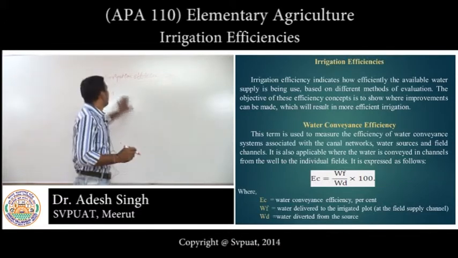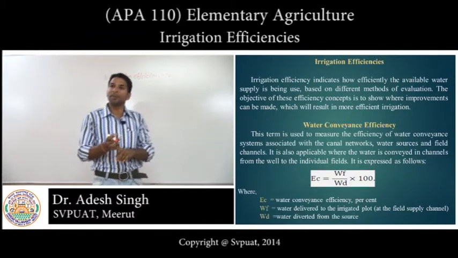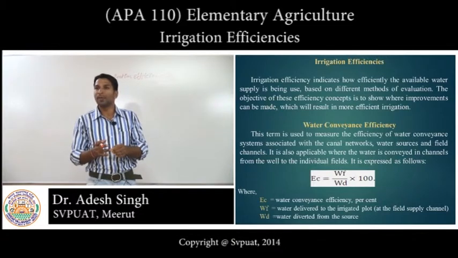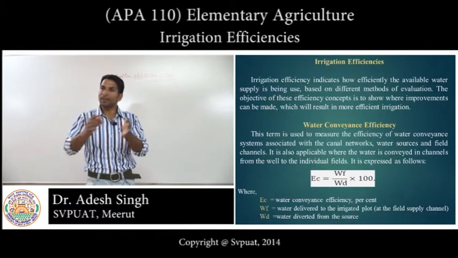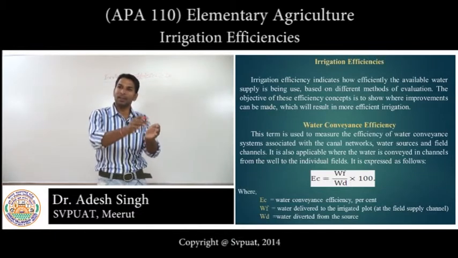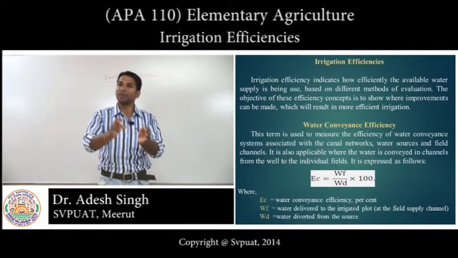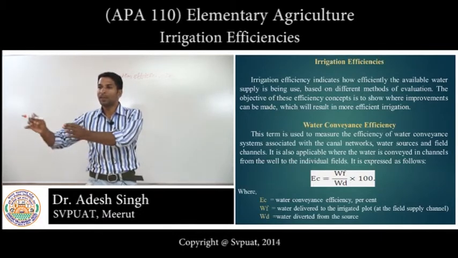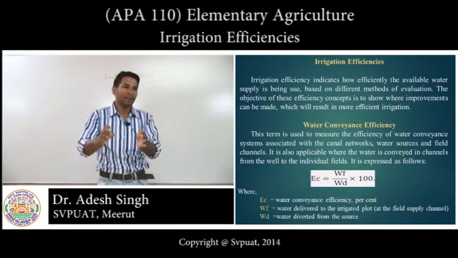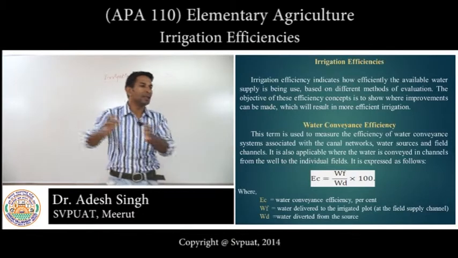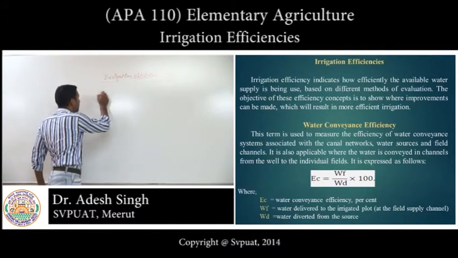The irrigation source may be a well, tube well, pond or anything else. If water is available at the source at 100 units, these 100 units cannot be safely reached to the field level, meaning there are certain losses from the source to the supply level. Clear? So, the first one is the conveyance efficiency.